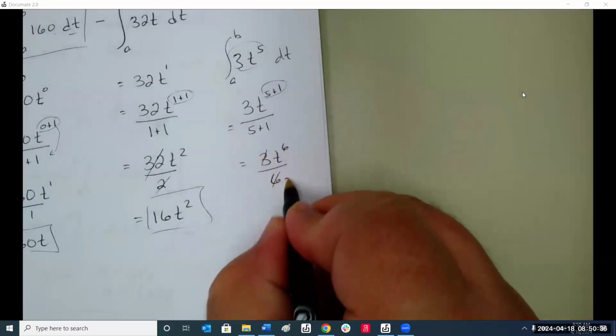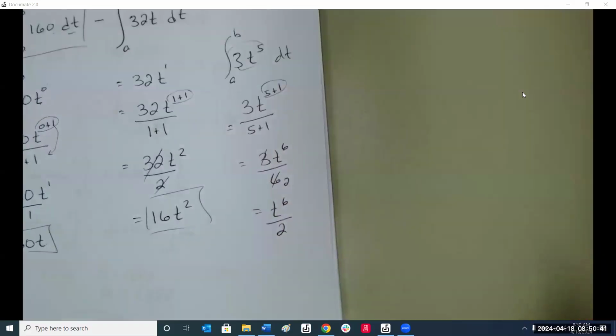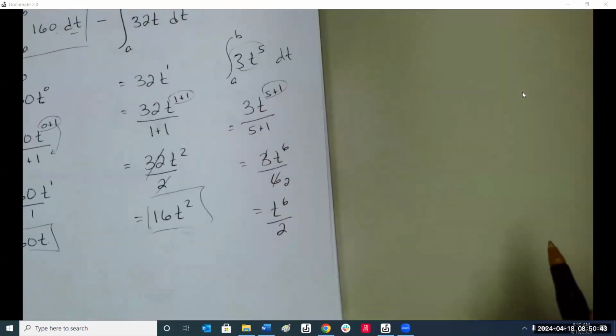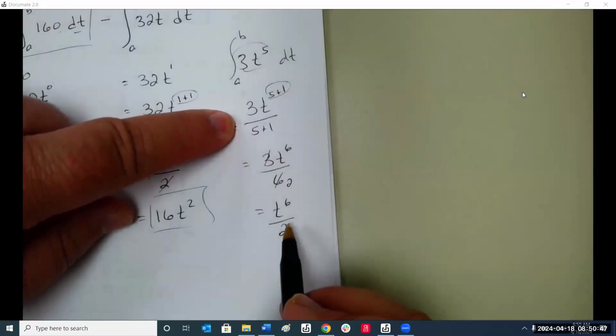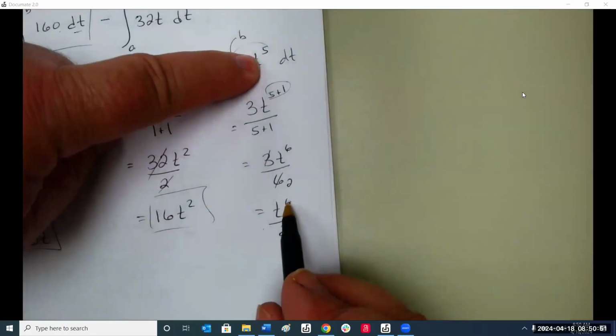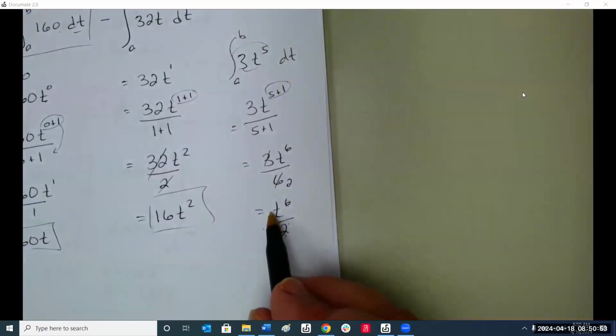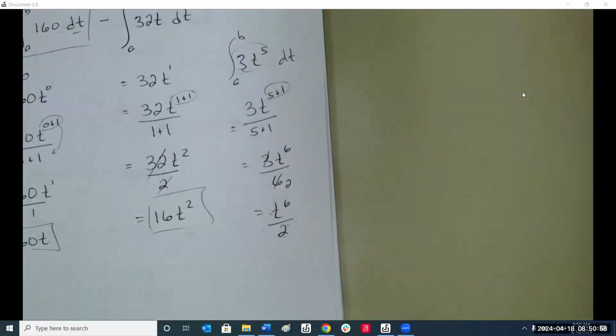So 6 goes into 3. So it's t to the 6th over 2. Yeah, if you take the derivative of this, you'll end up with that. Because the 6 comes down, that becomes a 5. Check. 2 goes into 6 3 times. Check. So that's the whole process we're doing here.